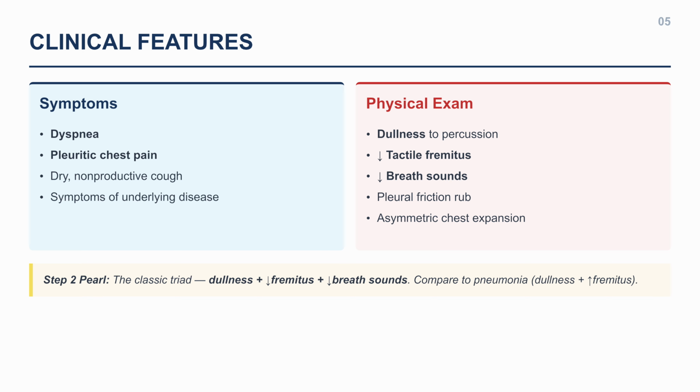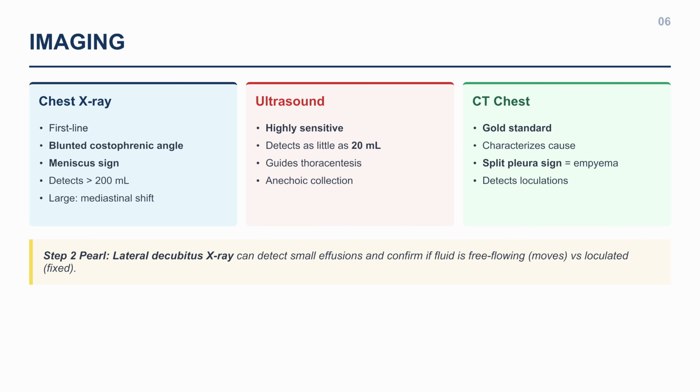effusions. Step 2, Pearl. Memorize the classic triad. Dullness plus decreased fremitus plus decreased breath sounds means pleural effusion. Compared to pneumonia, which gives dullness plus increased fremitus. Chest X-ray is the first-line imaging study.